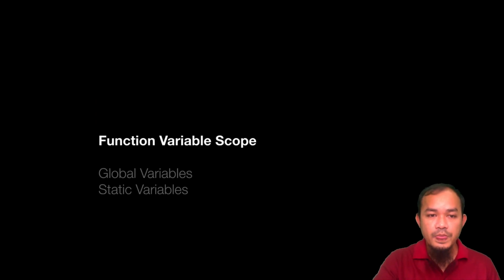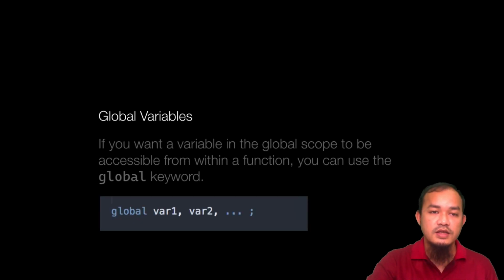Okay, function variable scope. We have two types of variable scope in a function: global and static. Global means it can be accessed from outside; you declare it and you can use it anywhere. Static means that we count things, it will not lose the result. Okay, this is called static.